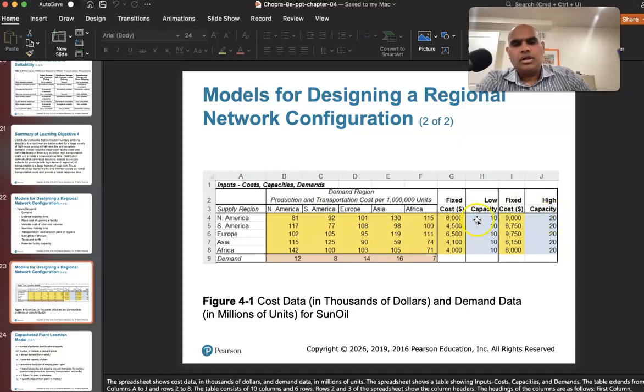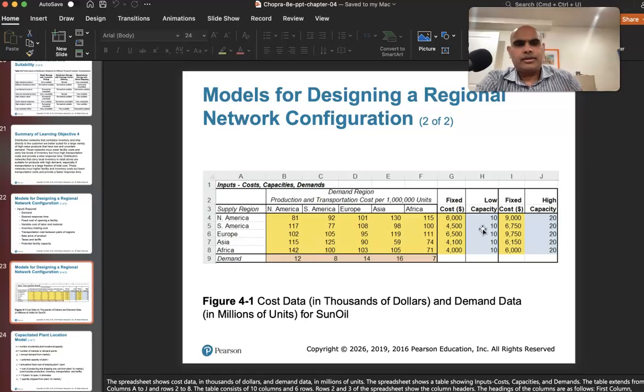So you could either build a low capacity plant or a high capacity plant, or maybe you want to build both, depending upon what your demand is. Very unlikely that you'll build both, but that's the idea. Now, one thing I want you to notice is that when you double the capacity, the fixed cost doesn't double. In most of these cases, you'll notice that the fixed cost is just 1.5 times, right?